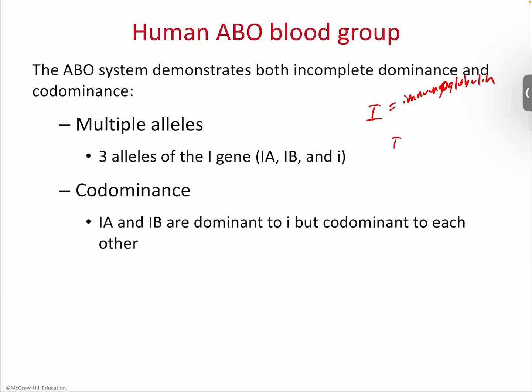And in this case, our alleles are either going to be big A, which is a dominant allele, big B, which is also a dominant allele, or little i, which is a recessive allele. So notice in the population, you have 3 different alleles. So that's multi-allelism.